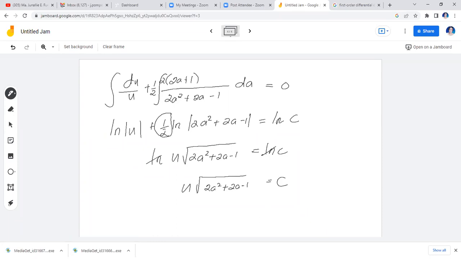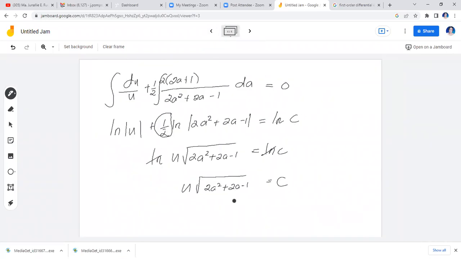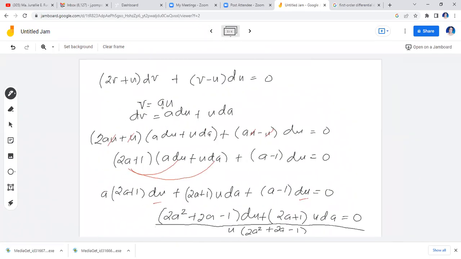Okay? Now, but we don't have u and a in our original DE. So what is u or a? Rather, what is a? Because in here, you have u and a. So what is a? A from here, write it here. A is equal to b over u.